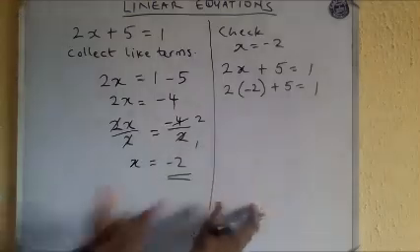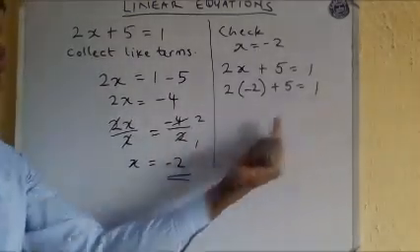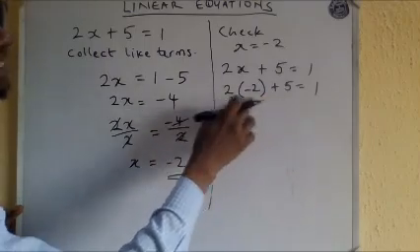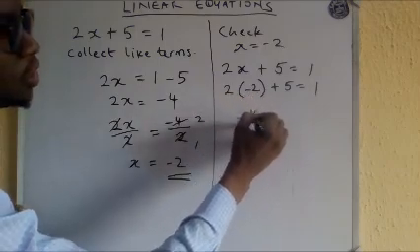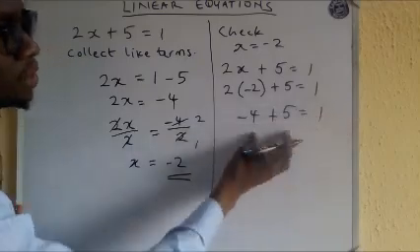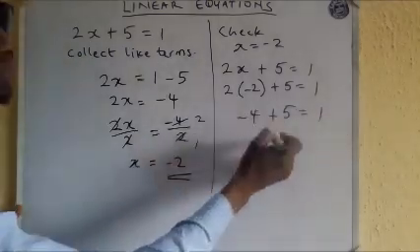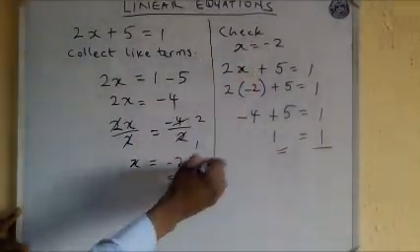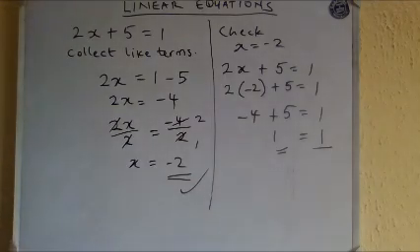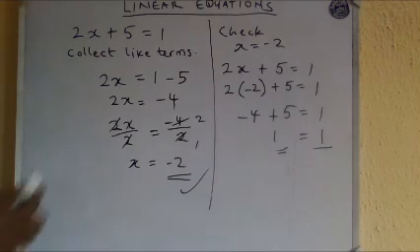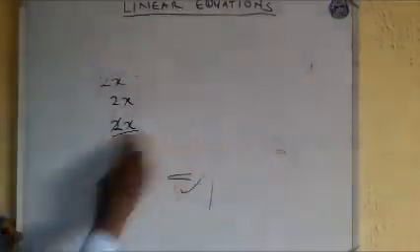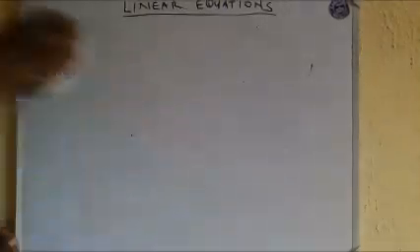Is this true? Are this side and this side equal? So we'll evaluate this. 2 times minus 2 is minus 4, plus 5 is equal to 1. On this side, minus 4 plus 5 is 1, and it is equal to 1. So therefore, this answer is true. Okay, so we have introduced the linear equation. Let us quickly go further by solving further examples.